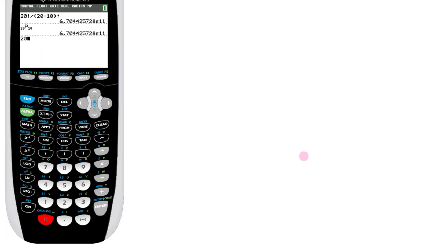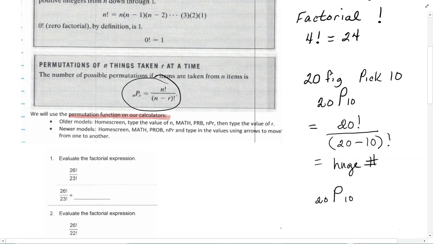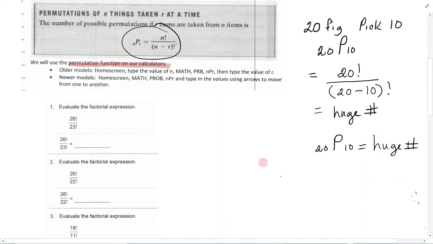And then after that, you will type a 10. It's not as pretty in the older models. All right, so either way we did it, we got a huge number. Now let's just practice with both factorials and, in a minute, with permutation on our calculator.